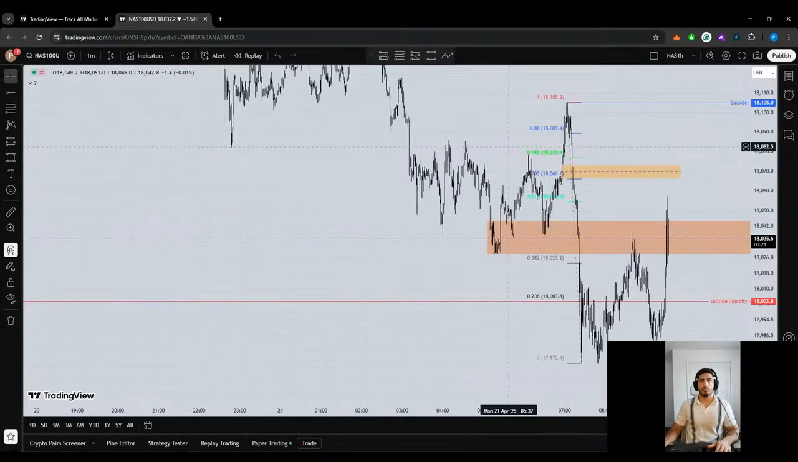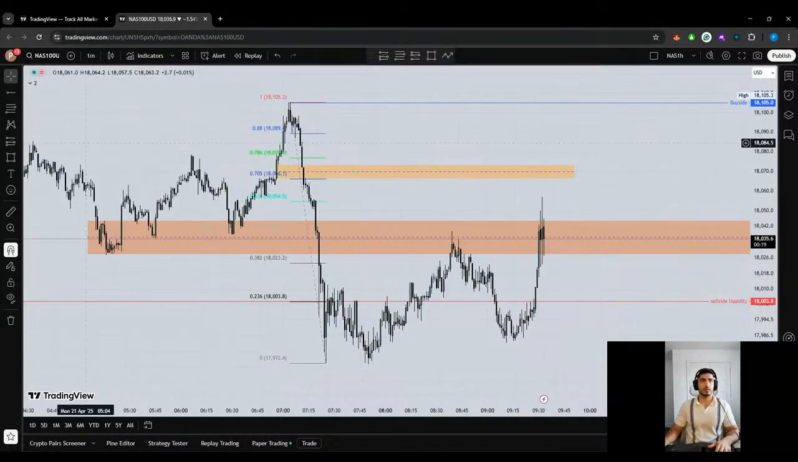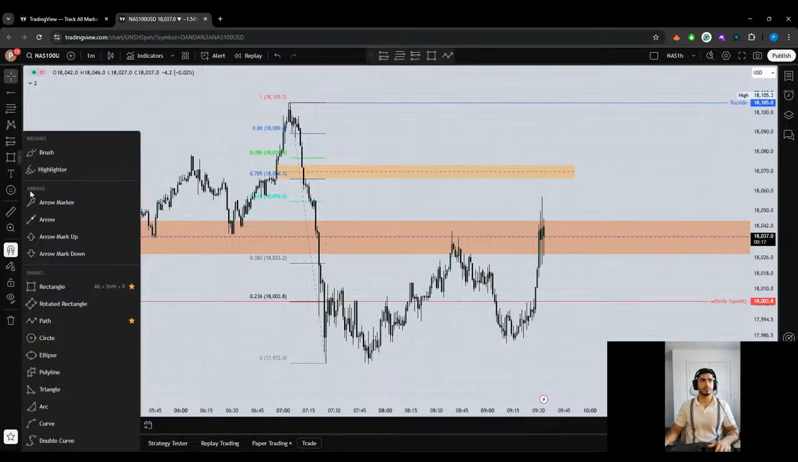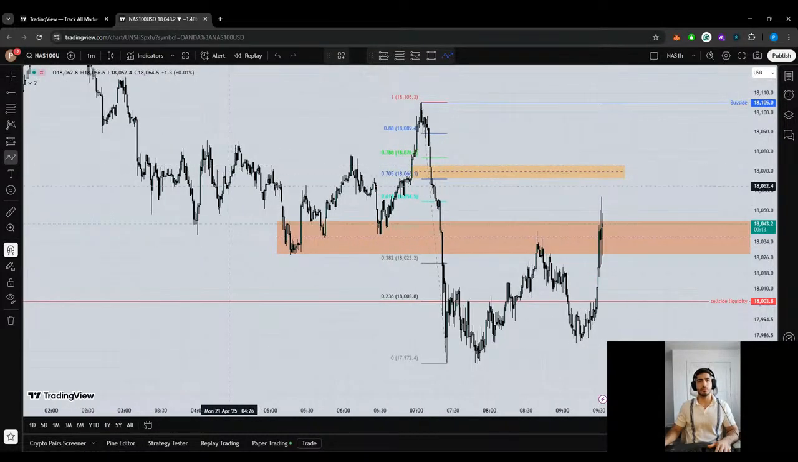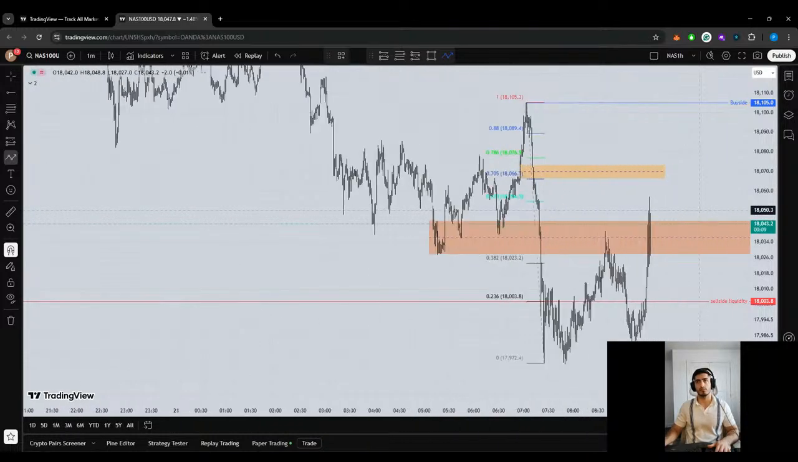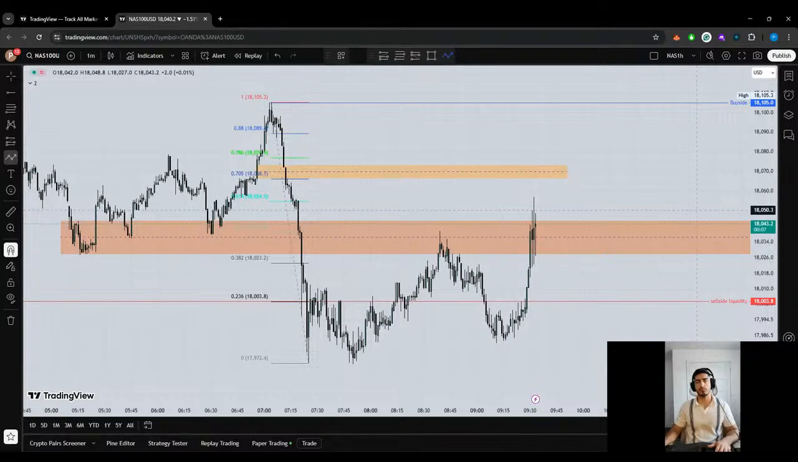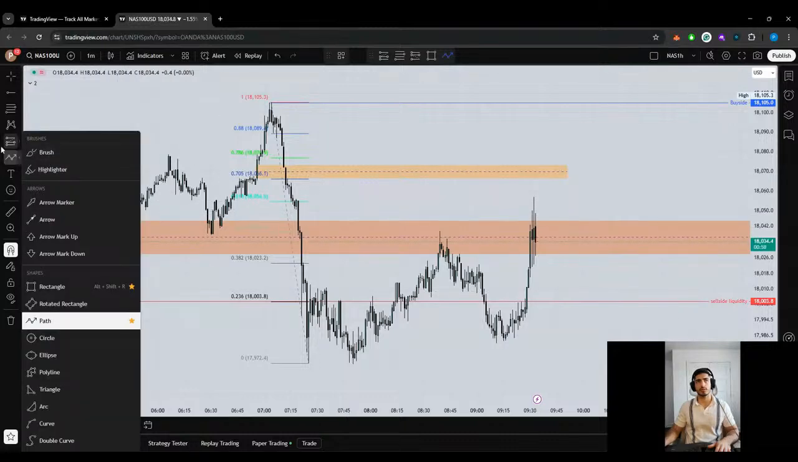It's a little price action exercise and market structure, I mean. So let's take the path. Just one moment.